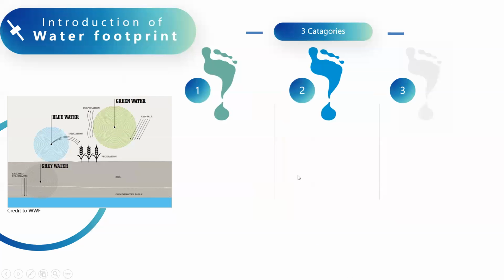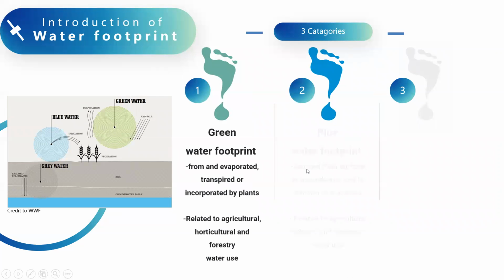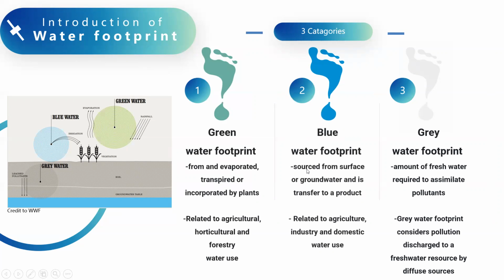Talking about water footprint, there are also three categories. The green water footprint is the water footprint from the precipitation that is stored in the root zone of the soil, and will be evaporated, transpired, or incorporated by plants. So it is mainly related to agriculture and forestry water usage.